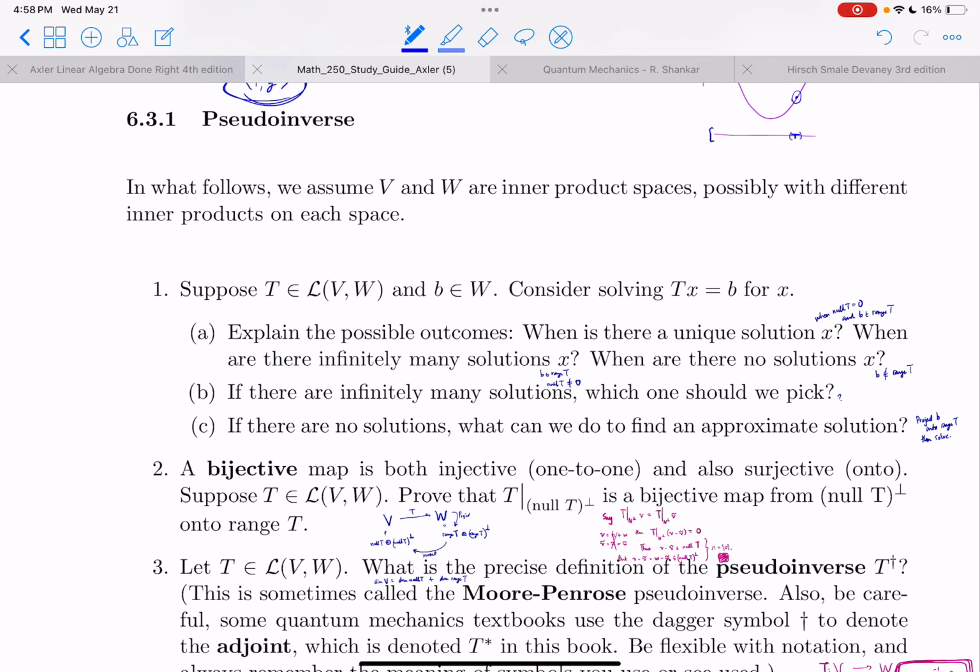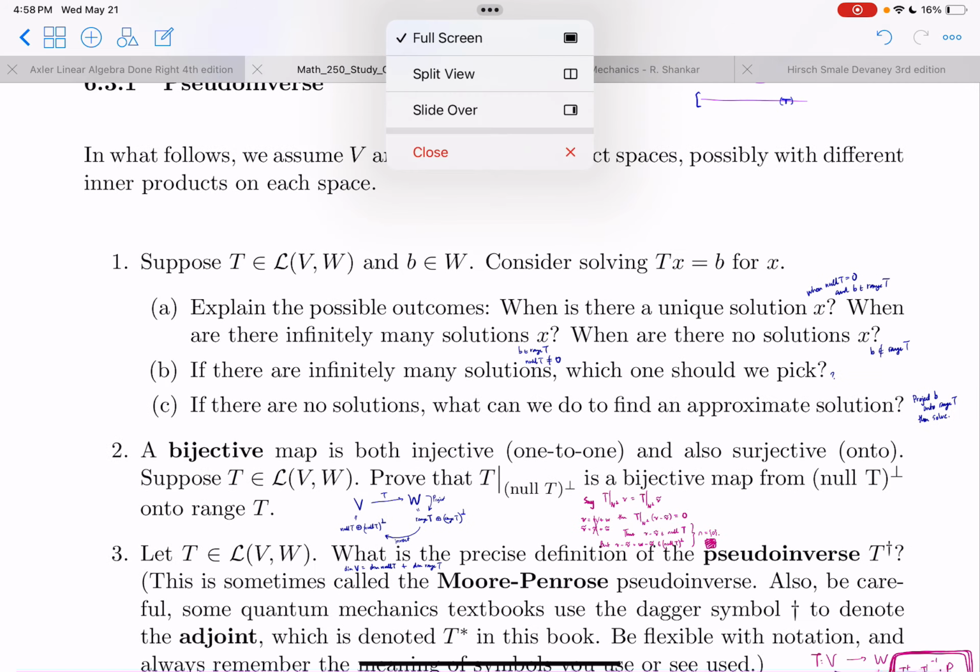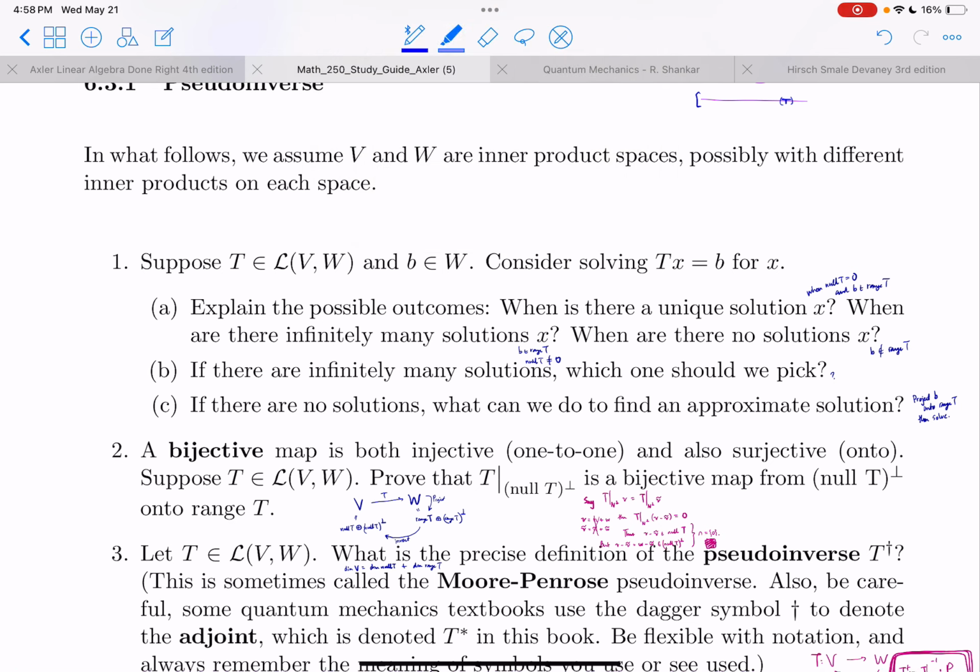So let's do the next one. Suppose that T is mapping from V to W. So now we're mapping between two inner product spaces. And B is something in W. Think of it as our data vector. Our data is B. And we need to consider solving for Tx equals B.